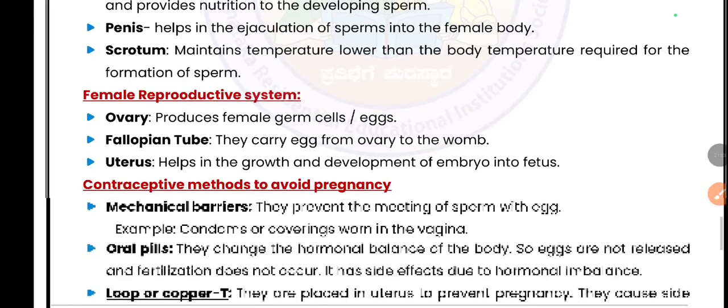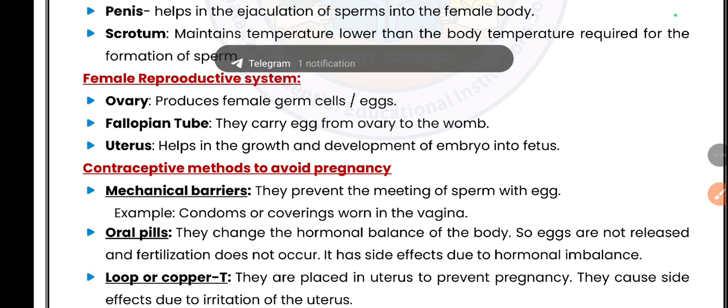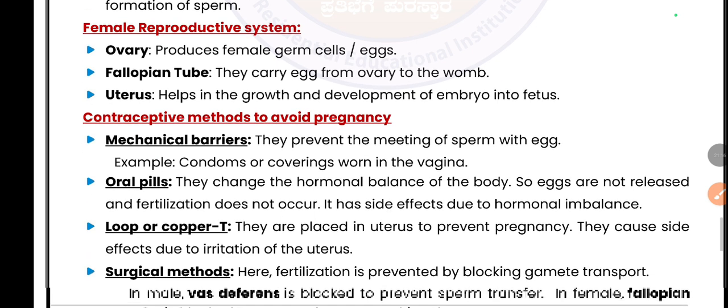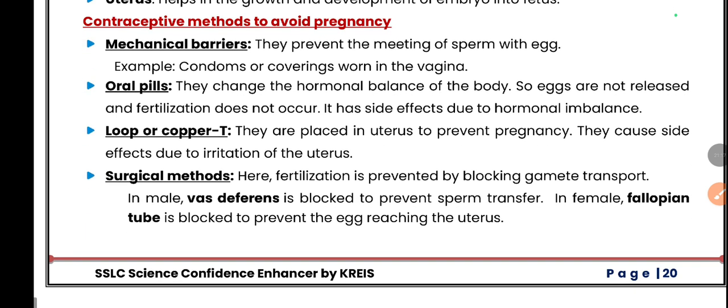Female reproductive system: the ovary produces female germ cells or eggs. The fallopian tube carries the egg from the ovary to the womb. The uterus helps in the growth and development of the embryo into a fetus. Contraceptive methods are very important to avoid pregnancy.